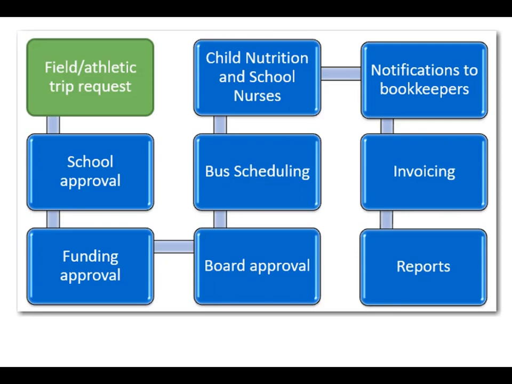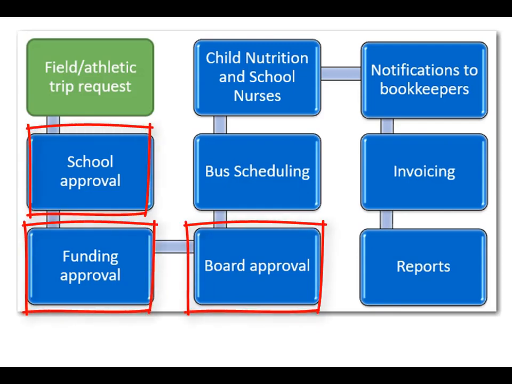Now, as you can see from my flow chart here, everything begins with the athletic or field trip request form being submitted. And we allow, of course, any user that has access to your travel tracker to submit a trip request. And that is one thing that you'll be considering in this task: who is going to be responsible for submitting trip requests. Once the trip request is submitted, the request will be sent through whatever flow of approvals is needed for your district.